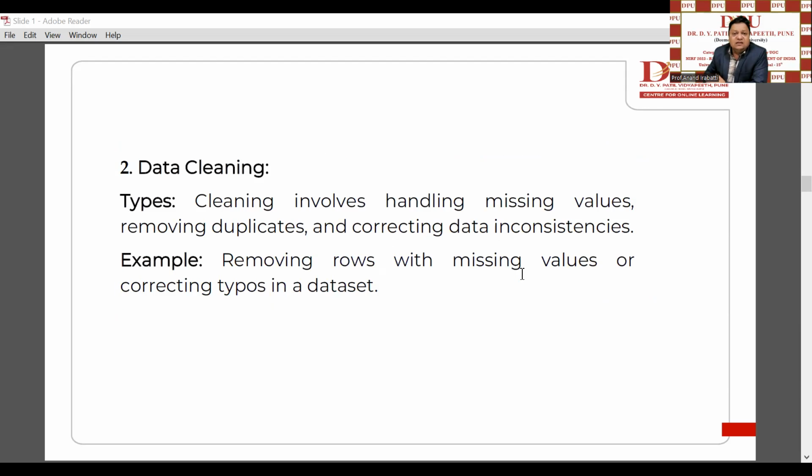So the first step is data collection. Second is, once you collect the data, then you need to clean the data. That is removing the rows having missing values and correcting the spelling mistakes in the data set. So identifying the rows that don't have values, or identifying the rows which have duplicate values, I need to remove them. And again, identify if there are any typing mistakes, I need to identify and correct them. So this is the second step, that is the data cleaning.